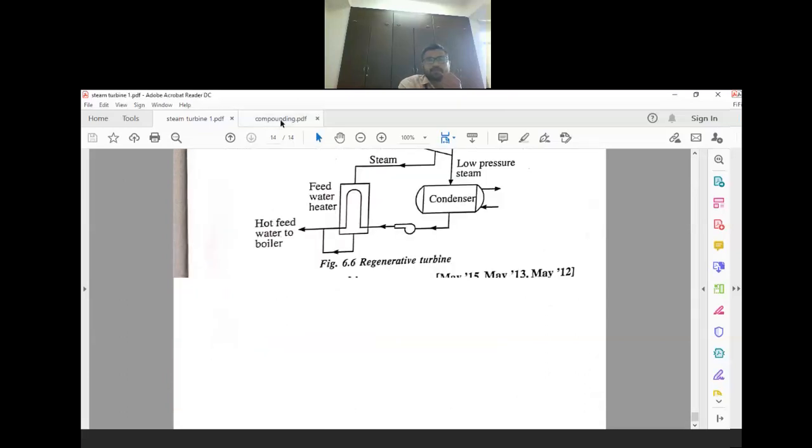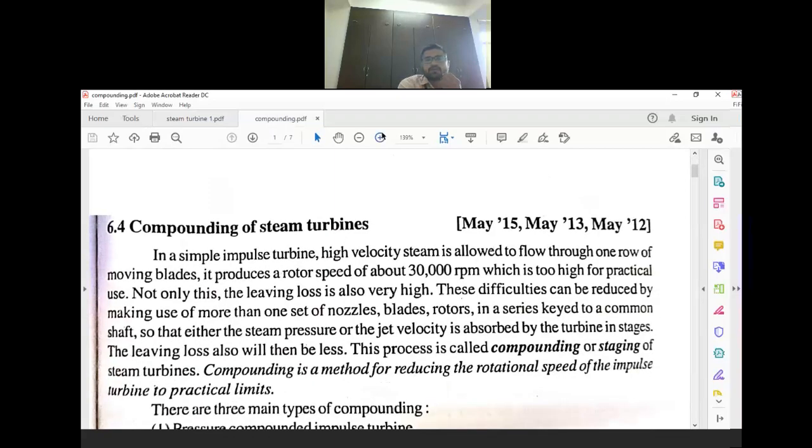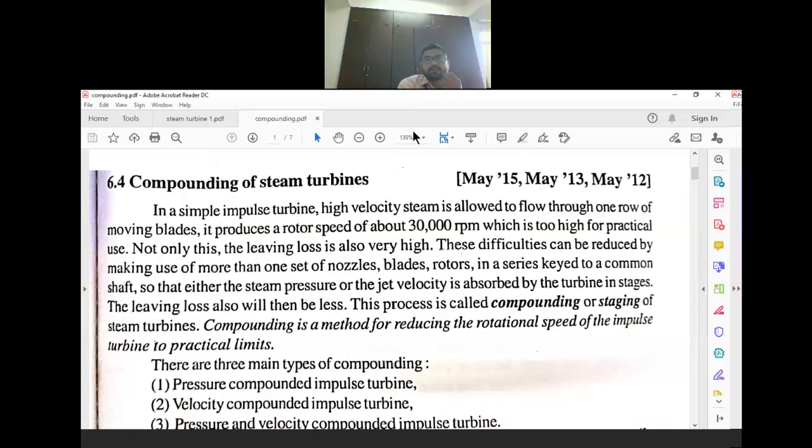Then after now we will discuss about the compounding. Always we are using multi stage, we are not using single stage. Because suppose you are using single stage, then first of all you have to convert that pressure into high velocity. So your velocity gets increased. So this high velocity steam will pass through the blades. So the blade will rotate with high velocity.